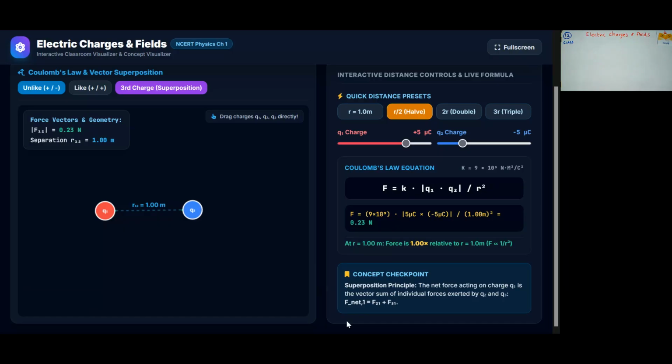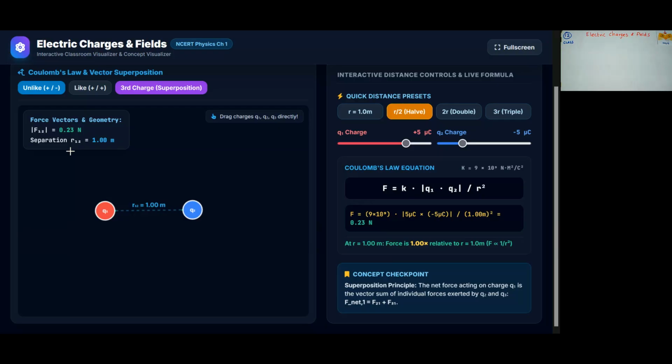Now, at R equal to 1 meter, the whole square. Charges Q1, Q2: plus 5 microcoulomb, minus 5 microcoulomb. And K, already you know that value, 9 into 10 power 9. So F is equal to 0.23 newton between these two charges at this distance. This is the force of attraction because these two are unlike charges. So 0.23 newton.